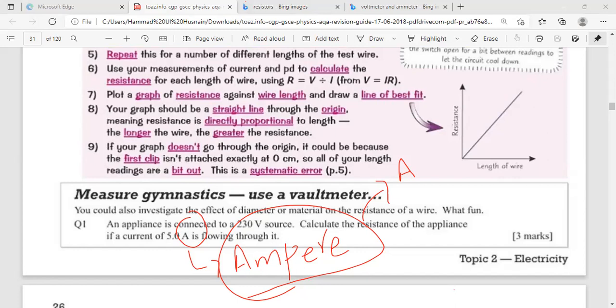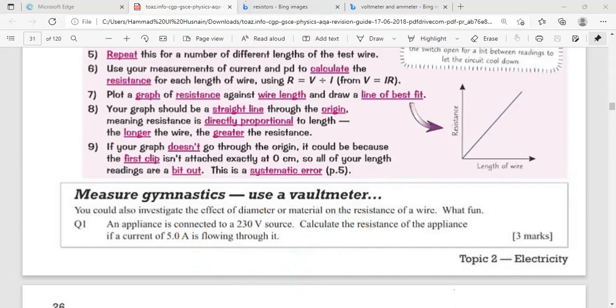On your notes, please write down. I will be writing over here. So we have basically, let us say, three quantities.